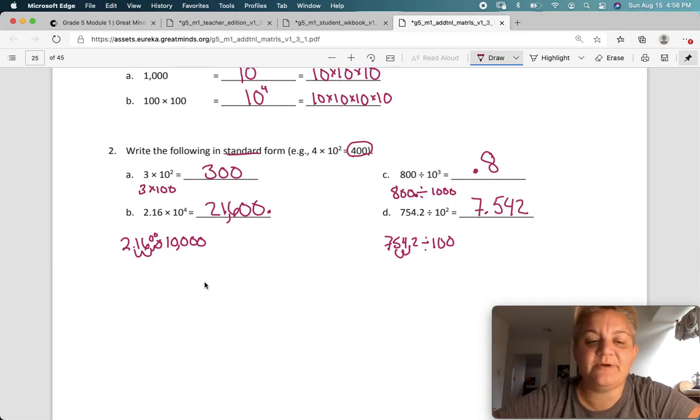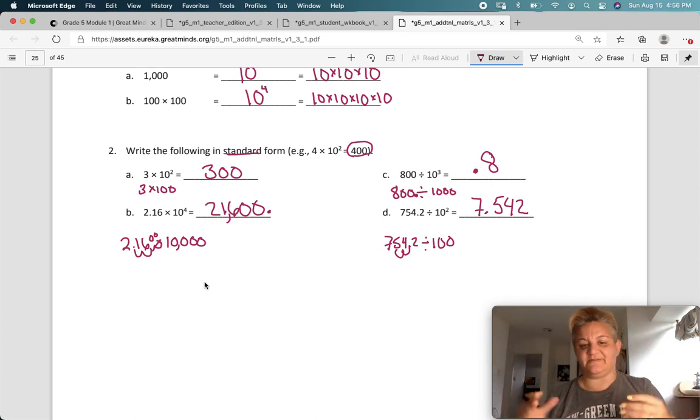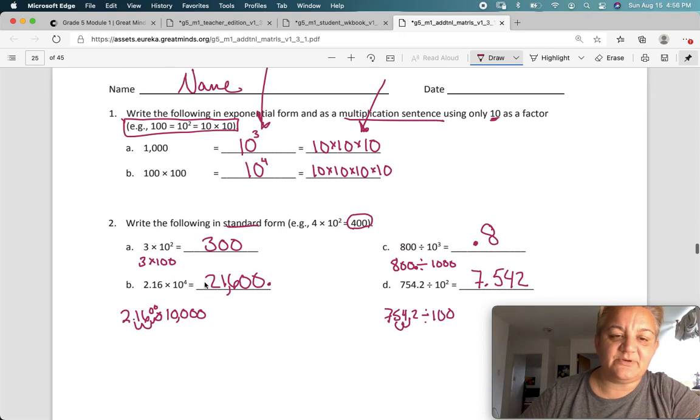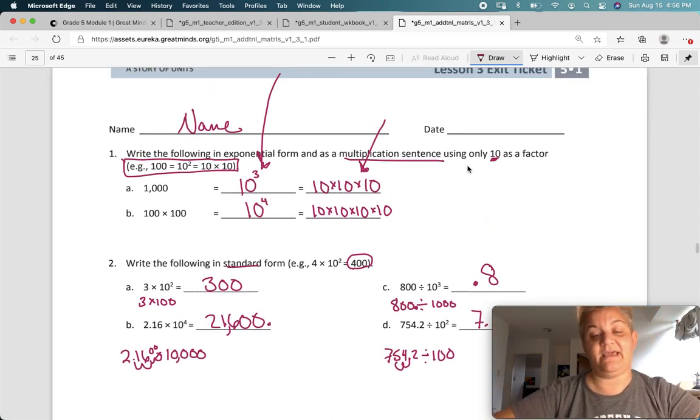Okay, I know that this can be tricky. You have to remember to use common sense. If you're multiplying, you want the number to be bigger. If you're dividing, you want the number to be smaller. The number of exponents is the number of zeros or the number of times you move the decimal. Okay, be careful with that.